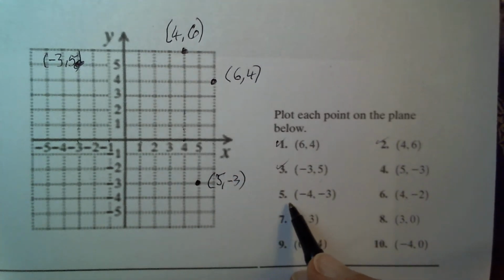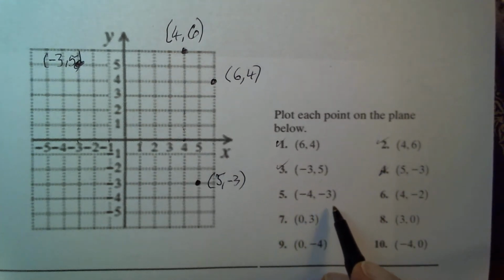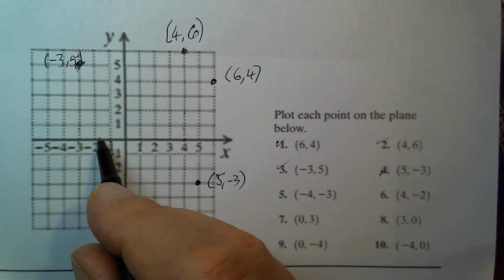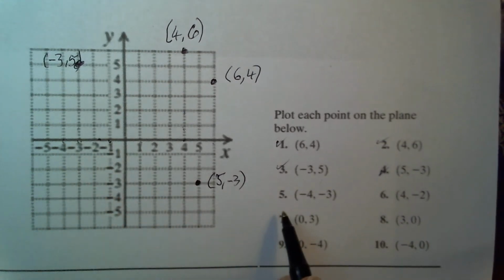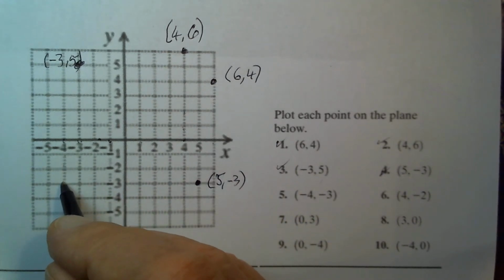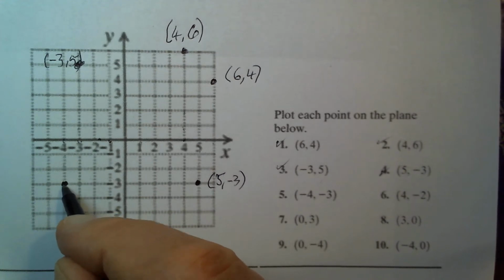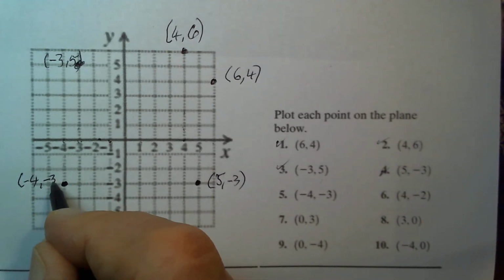And this point number 5 has coordinates minus 4, minus 3. So we go minus 1, 2, 3, and 4 in the x direction. And then we go minus 3 or 3 down in the y direction, 1, 2, 3. So this is a point with coordinates minus 4, minus 3.